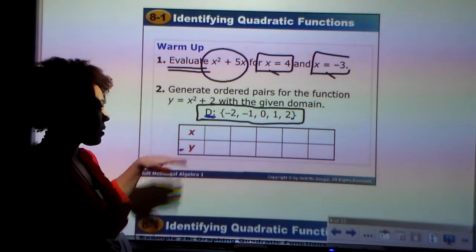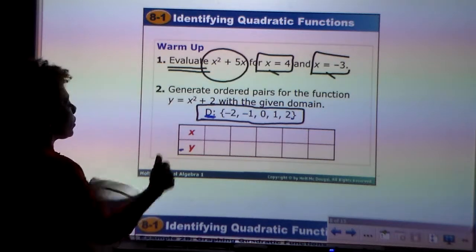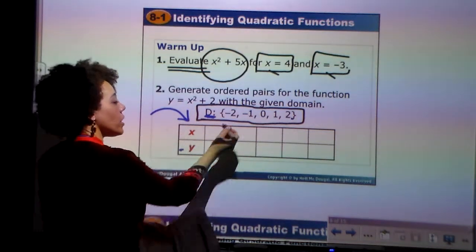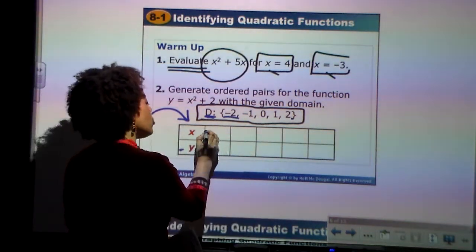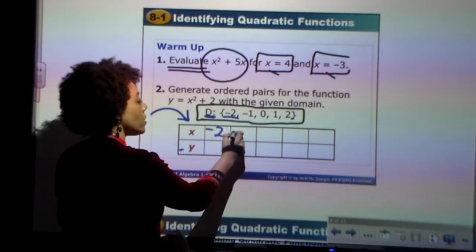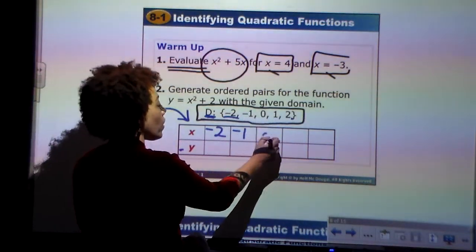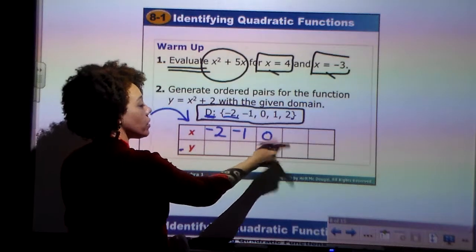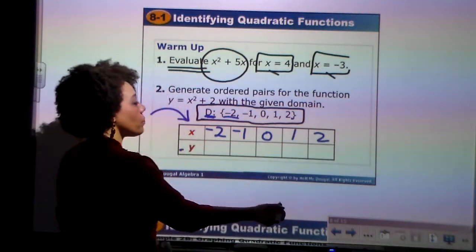If you said x, then you are correct. Your domain or your input value for a function is here. So when they give it to you in this list, you're just going to put those numbers into the boxes just the way they are. You had a -2, a -1, a 0, a 1, and a 2.